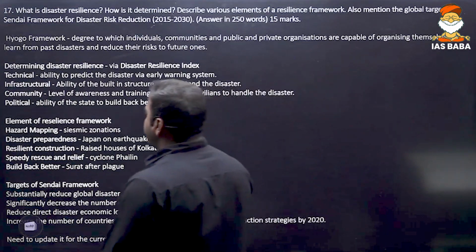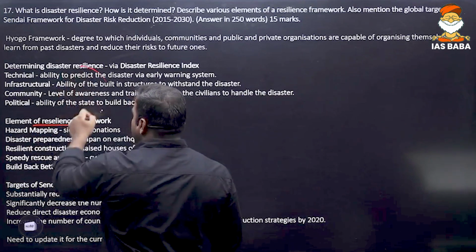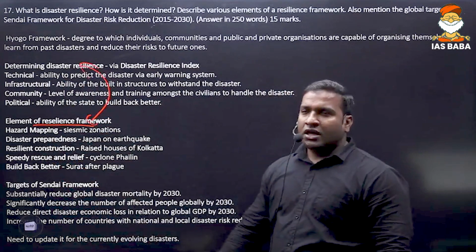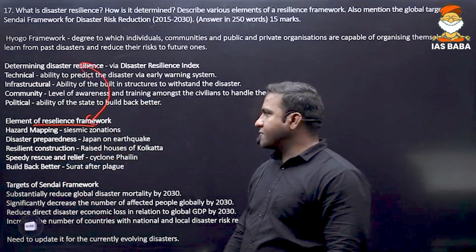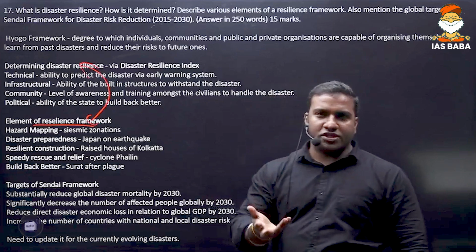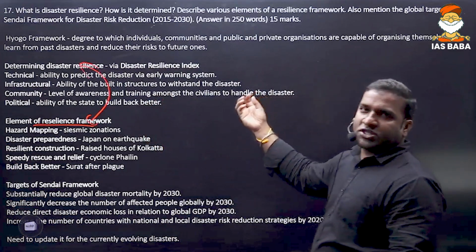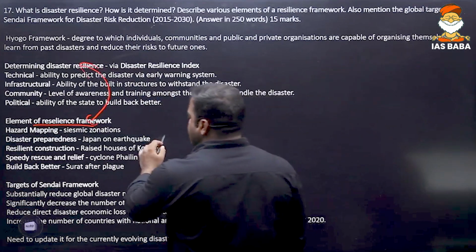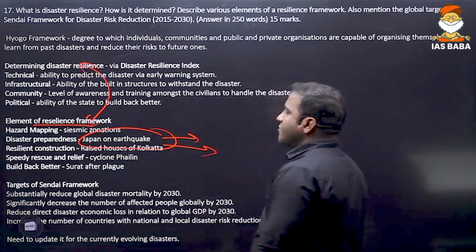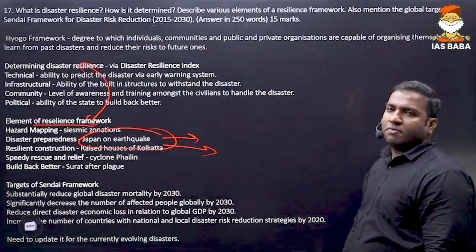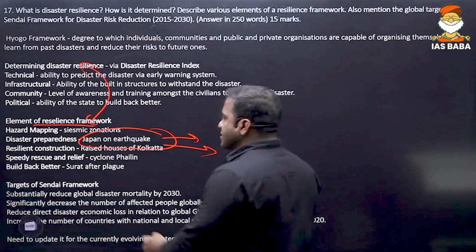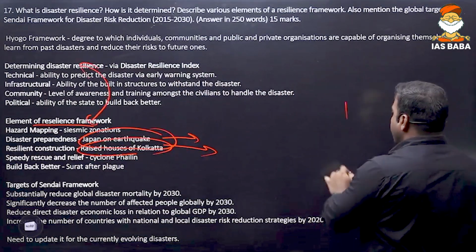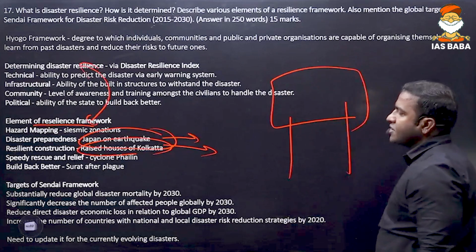Now, elements of the resilience framework. Friends, I think both are one and the same, but how to differentiate? Here, try how the resilience can be done and give some examples for value addition. Say hazard mapping: we have seismic zonation, the India map showing where there is more seismicity and where less. Disaster preparedness: Japan on earthquakes, how disaster resilient buildings have been constructed in Japan, because Japan lies on the Pacific Ring of Fire. Then resilient construction, friends: raised houses of Kolkata, so that even if a flood occurs, the water doesn't inundate the house.